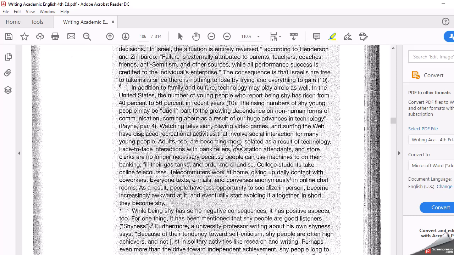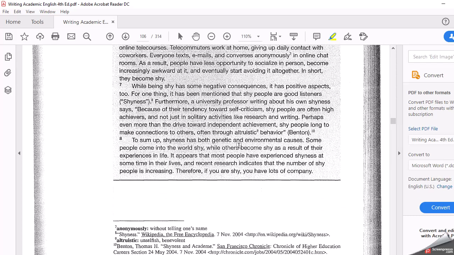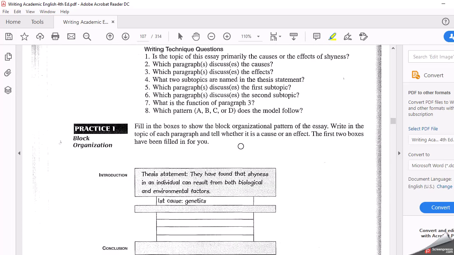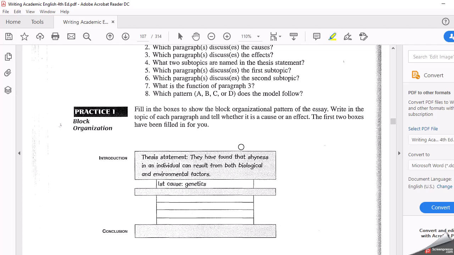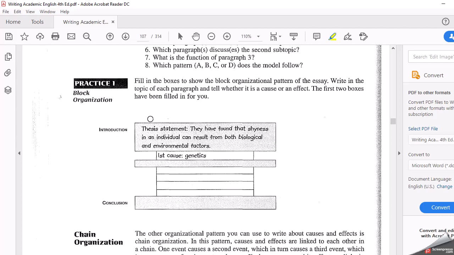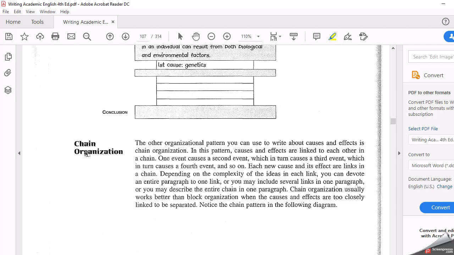Then we move on to the end of the lecture, as we are going to keep it easy so that we can just master this point. So this practice one, we are going to leave it. Then we have the chain organization, which is going to be discussed in the next lecture.